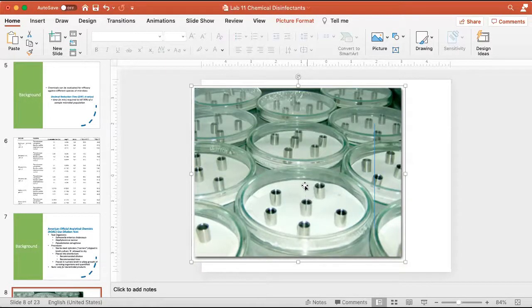And then you take the cylinder and you drop it into the disinfectant. Then you're going to take it out after the right amount of time and put it into some fresh broth culture so that whatever cells are still alive, you can grow.